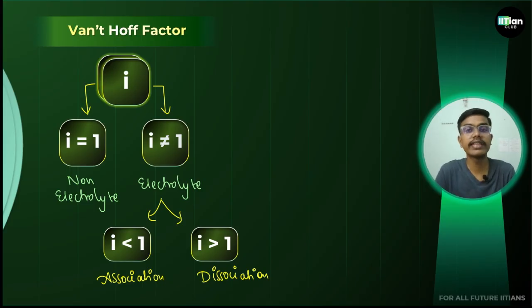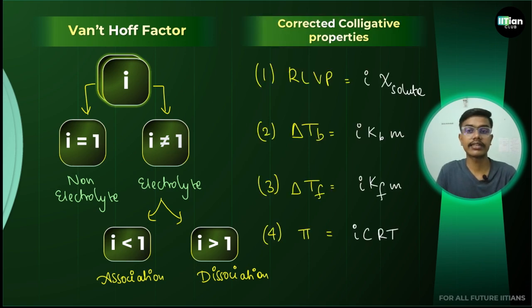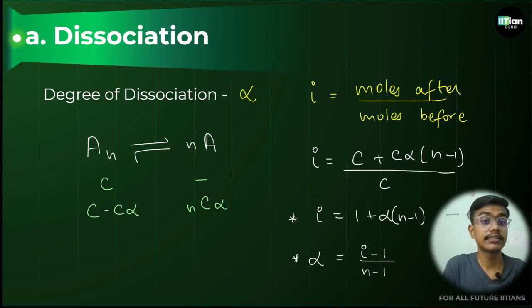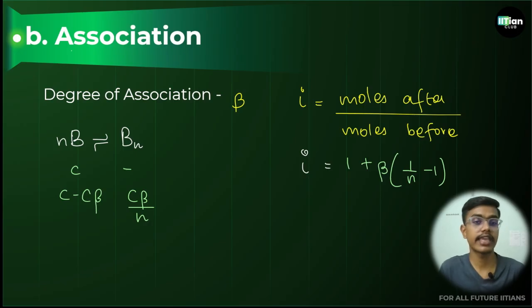i is equal to 1. You need not multiply it. But for an electrolyte, i can be less than 1 if it is association, and i can be greater than 1 if it is a dissociation case. And these are the corrected colligative properties. In every colligative property, you will be multiplying it with i, that is the Van't Hoff factor. This is the case of dissociation, and degree of dissociation is alpha, and this is the case of association. I hope this was a quick revision of solutions. Now we'll be moving to the next chapter, atomic structure.